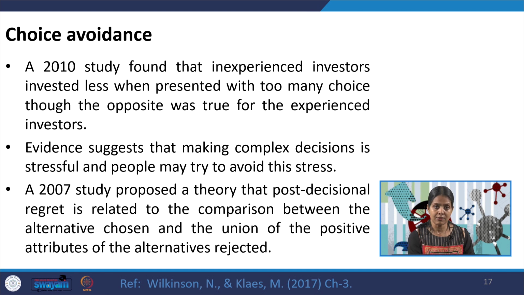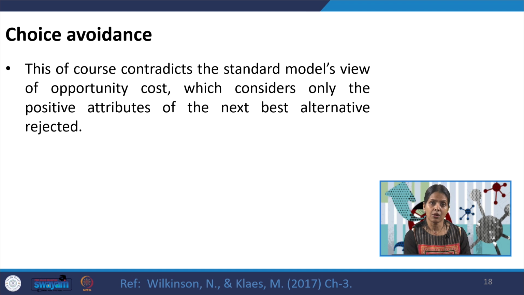A 2007 study proposed a theory that post-decisional regret is related to the comparison between the alternative chosen and the union of the positive attributes of the alternatives rejected. So, the alternatives rejected, you consider the positive aspects of them. A union of them implies that you basically consider all the positives of the rejected items together and then compare with the option that you have chosen. This of course contradicts the standard model's view of opportunity cost, which considers only the positive attributes of the next best alternative rejected.